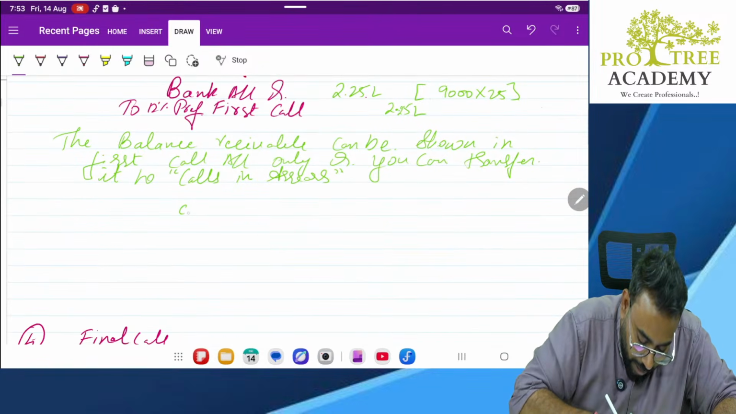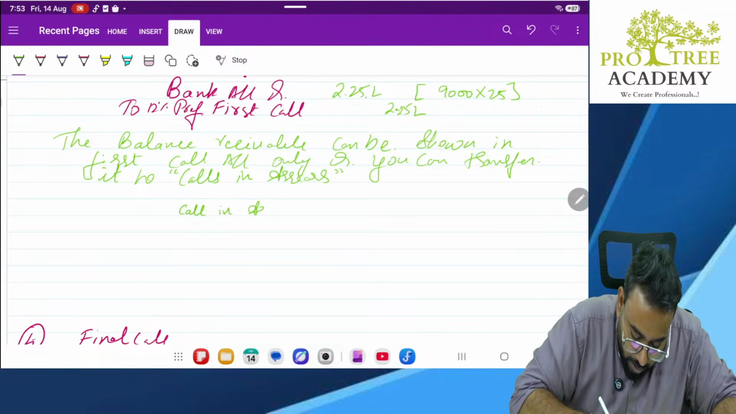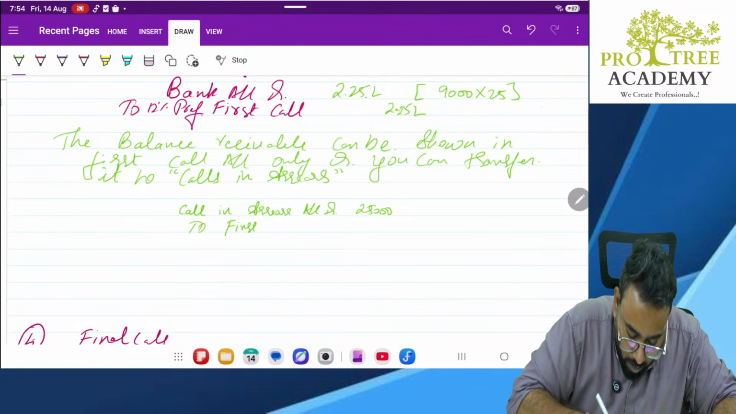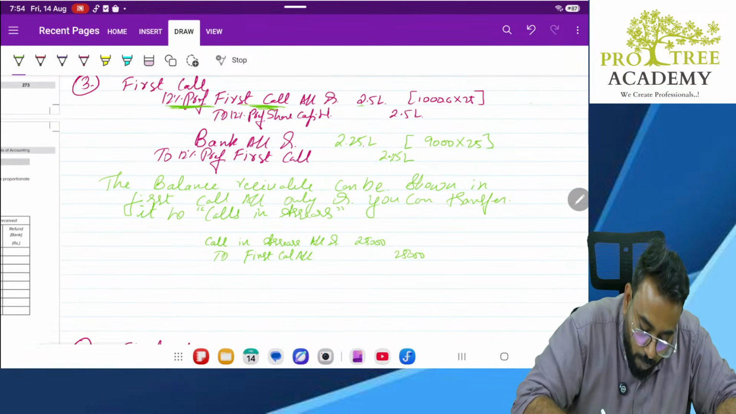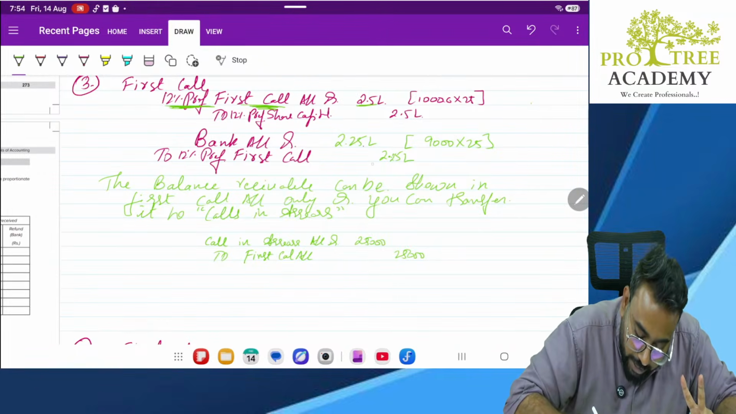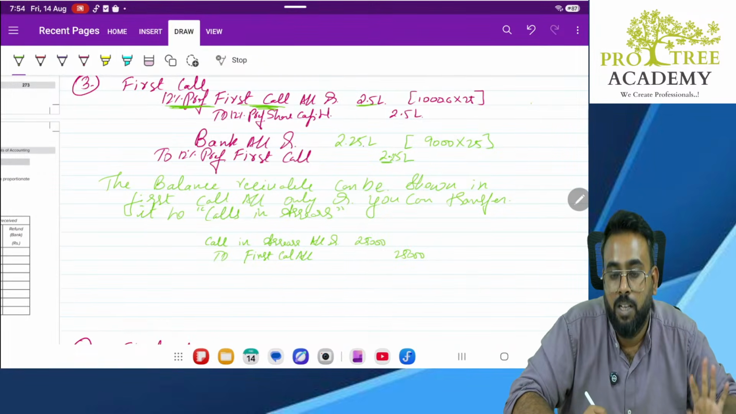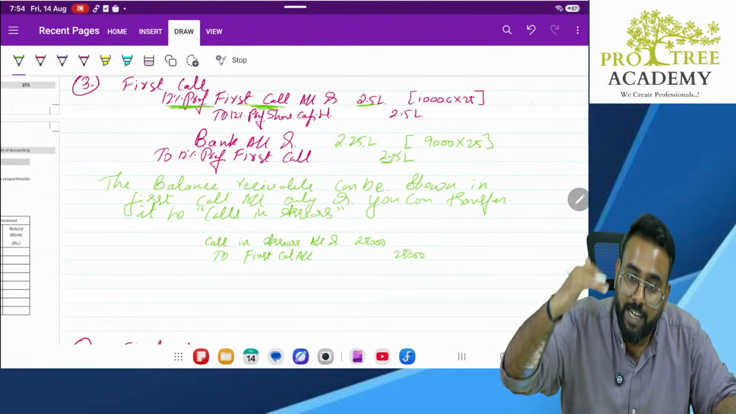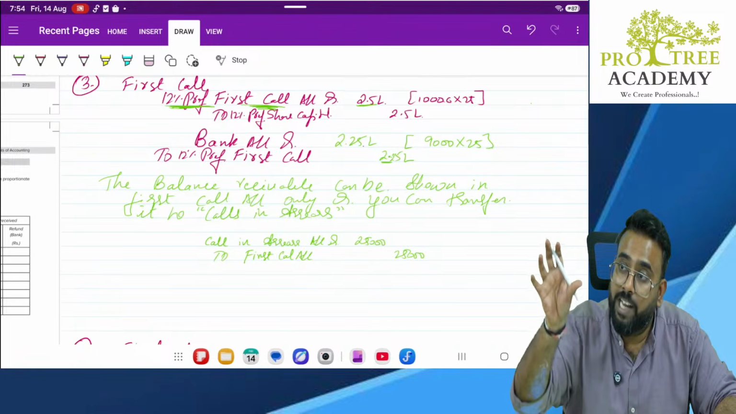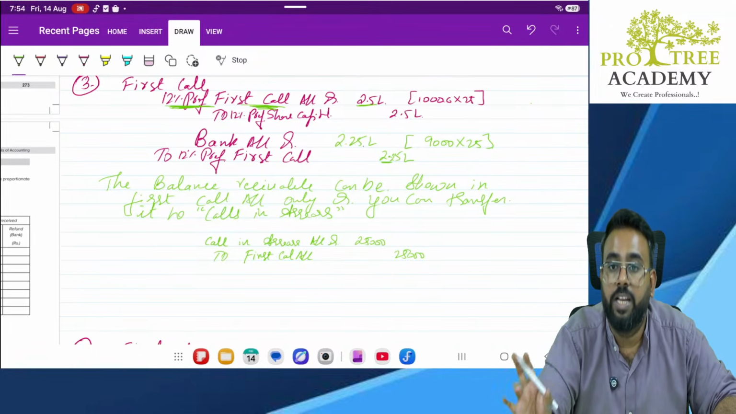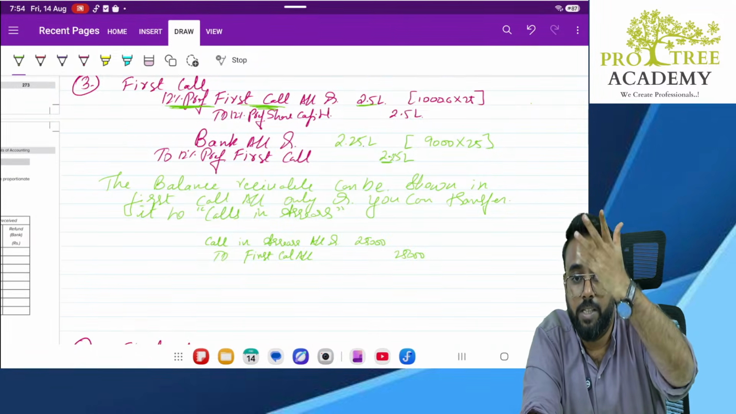So what I will do is debit calls in arrears account, how much? 25,000, to first call account, 25,000. Now look at it. First call, how much was debited? 2.5 lakh. How much is credited here? 2.25 lakhs. So what is remaining? 25,000, which was a debit balance. Now you don't want to show a debit balance in that account. You want to close that account and show clearly that this money has not yet been received.